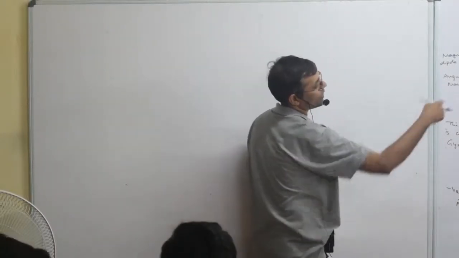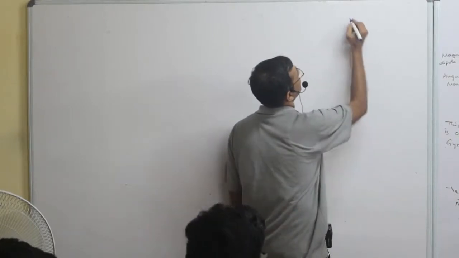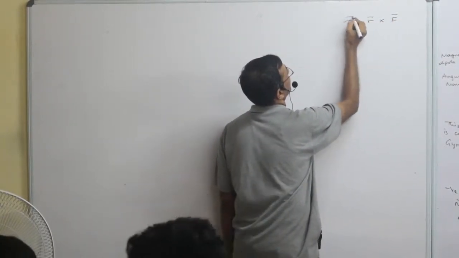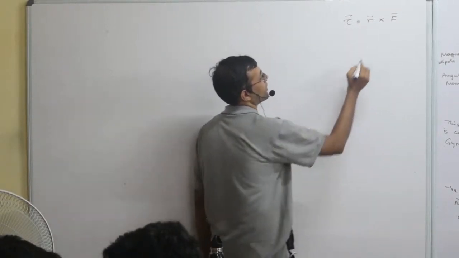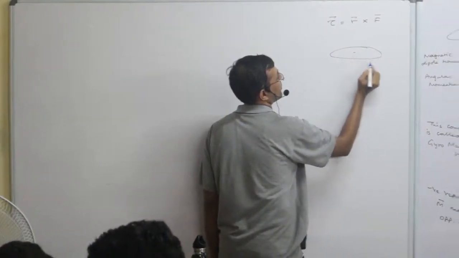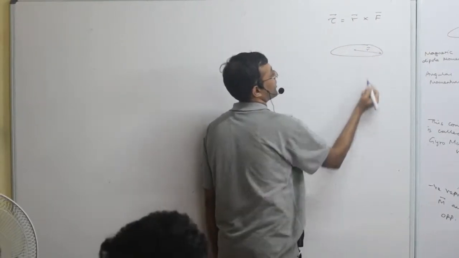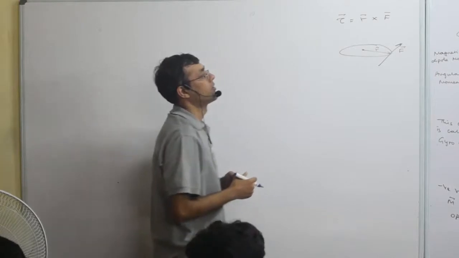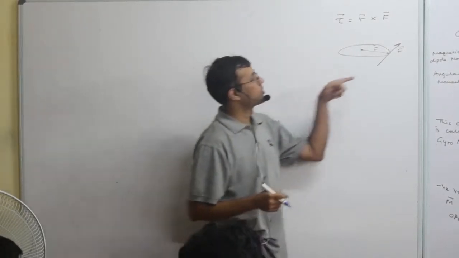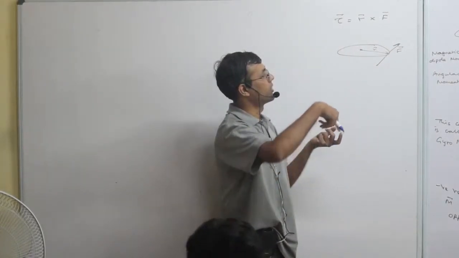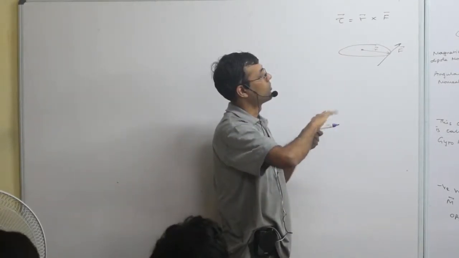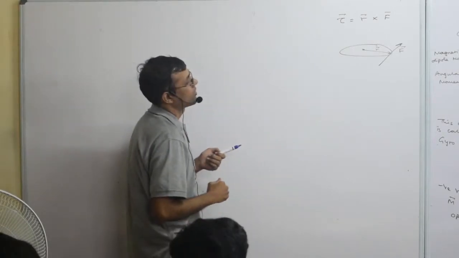So again, let us go back to some 11th standard basics. Torque tau is equal to r cross F. If I take a circular disk, and take this as the r vector, and this is the F vector, right? If I push the disk this way, which way is it going to rotate? It's going to rotate this way. So it's r cross F.